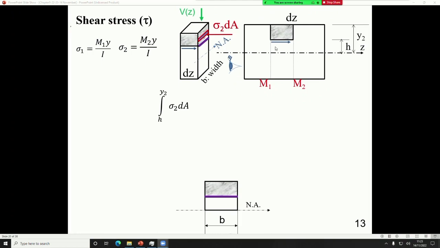Now on the left-hand side, we have a bending moment of M1. The stress is sigma 1. If I do the same job, I can find the force applied on the left-hand side of the element.